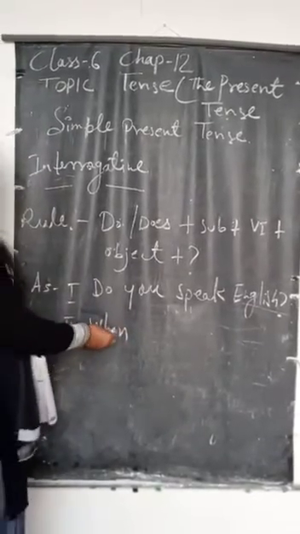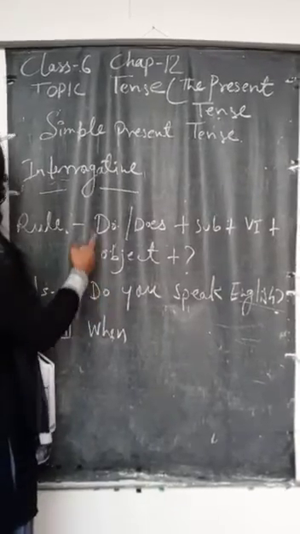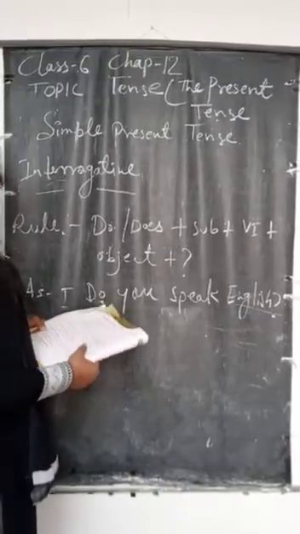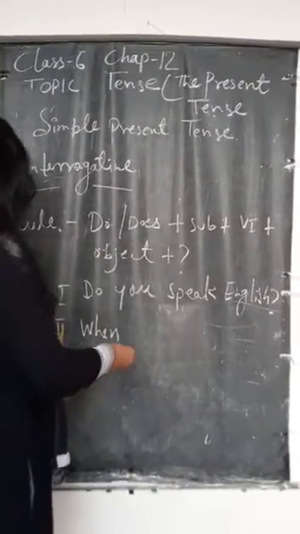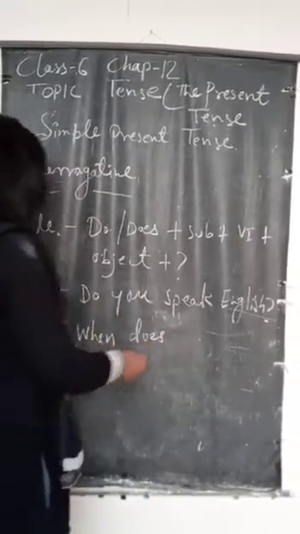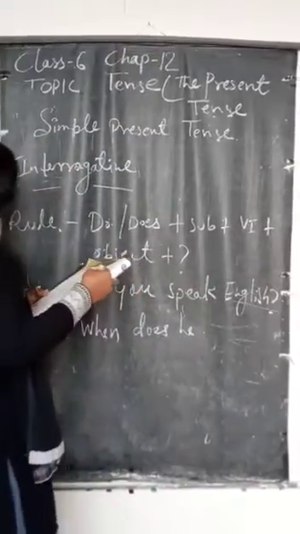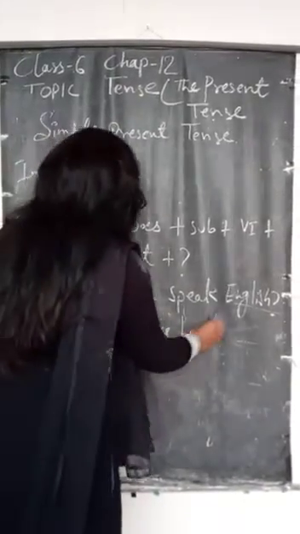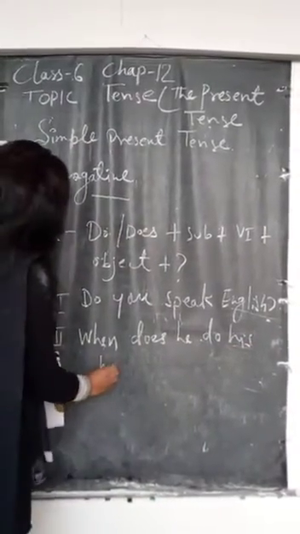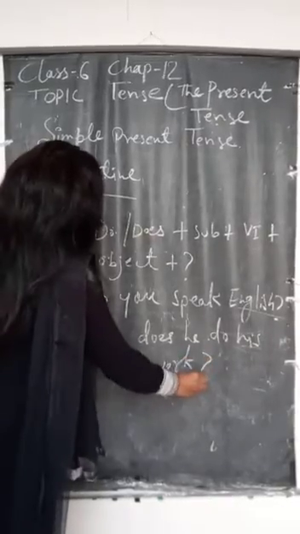If you want to add a question word, add it before do or does. Then your sentence will start with the question word. When does he do his homework? When does he do his homework? Then question mark.